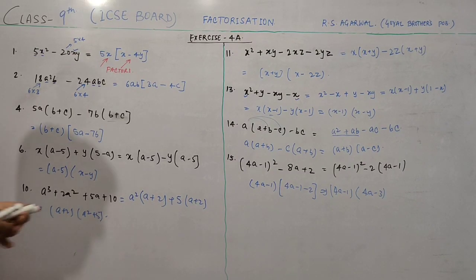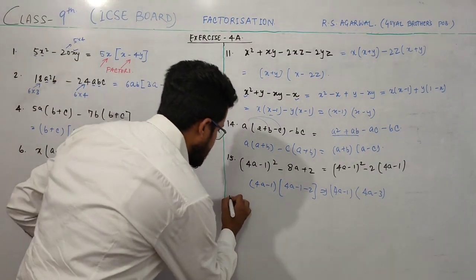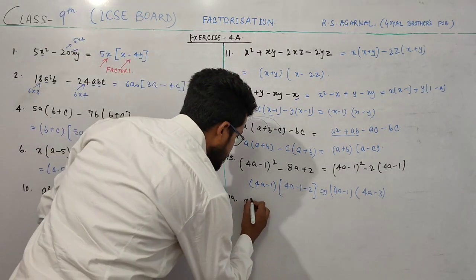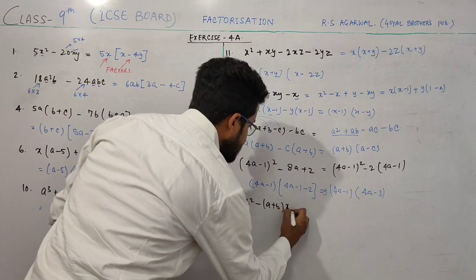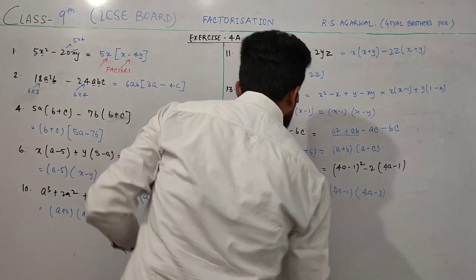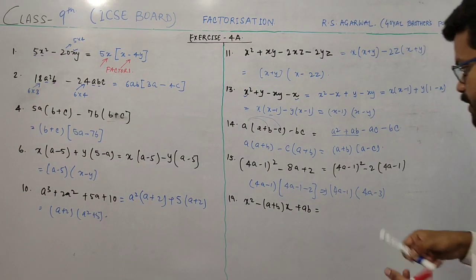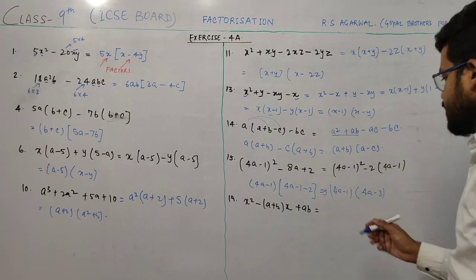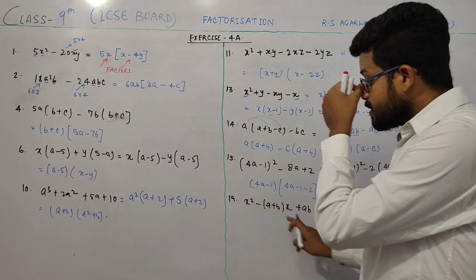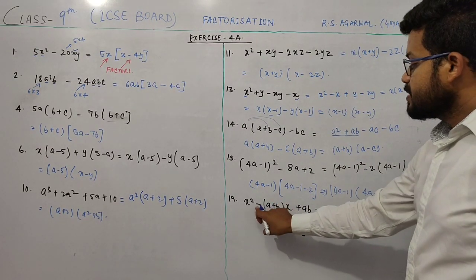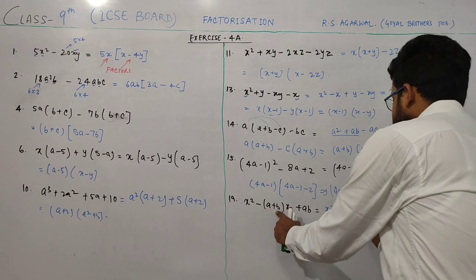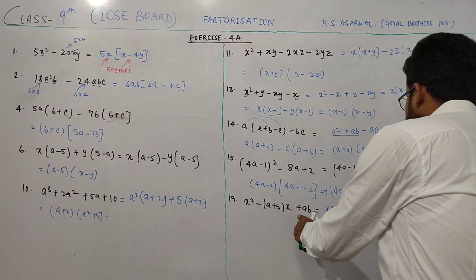Question number 19 is x square minus a plus bx plus ab. Now here firstly we have to multiply this. So this is x square minus, if I multiply this x with a and this x with b, so open the bracket, this minus and this plus become minus. So this is minus xa and this is minus xb plus ab.